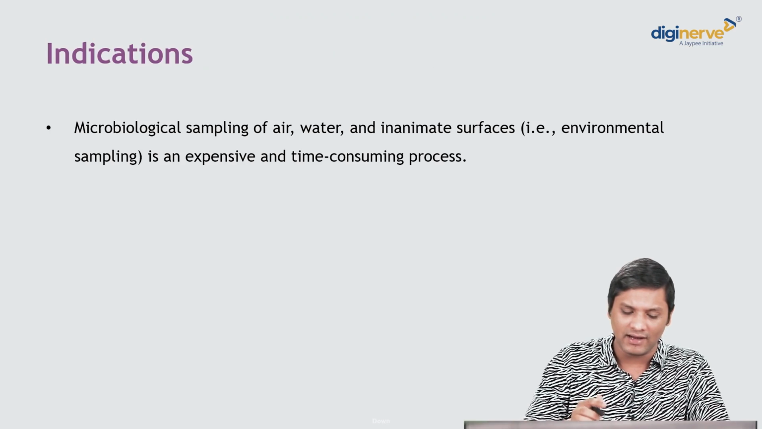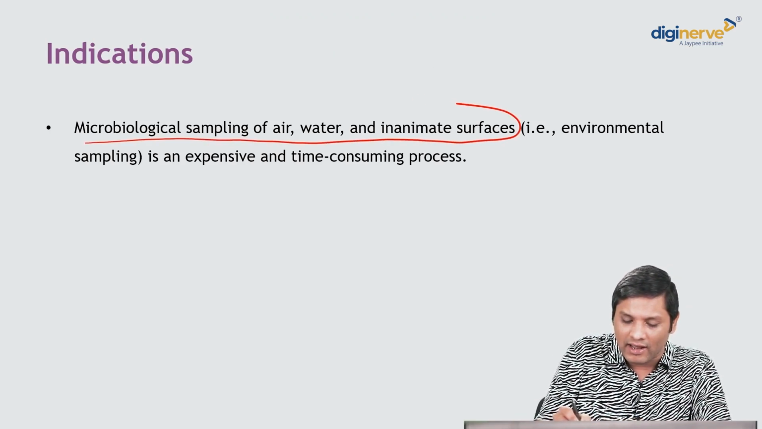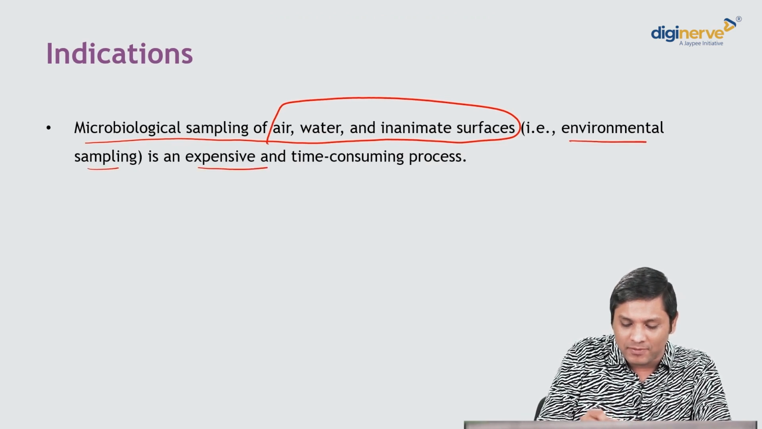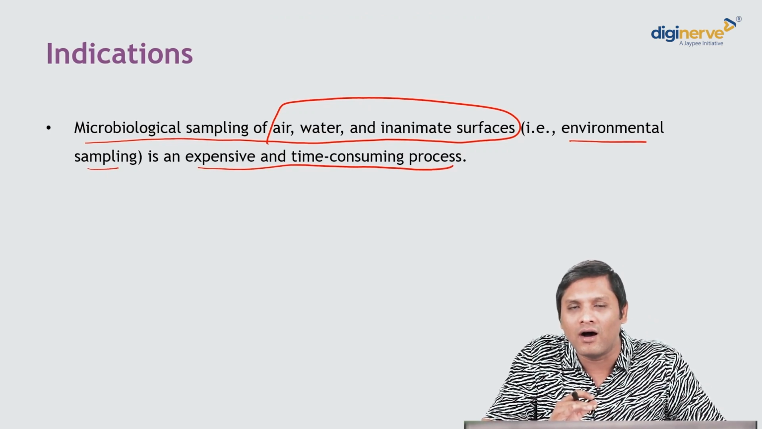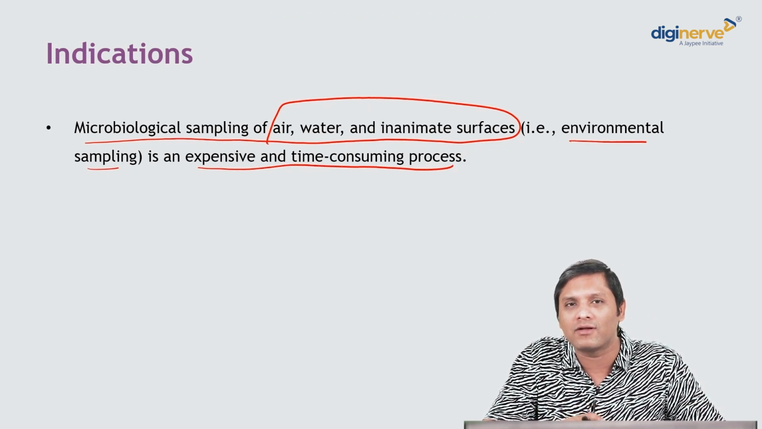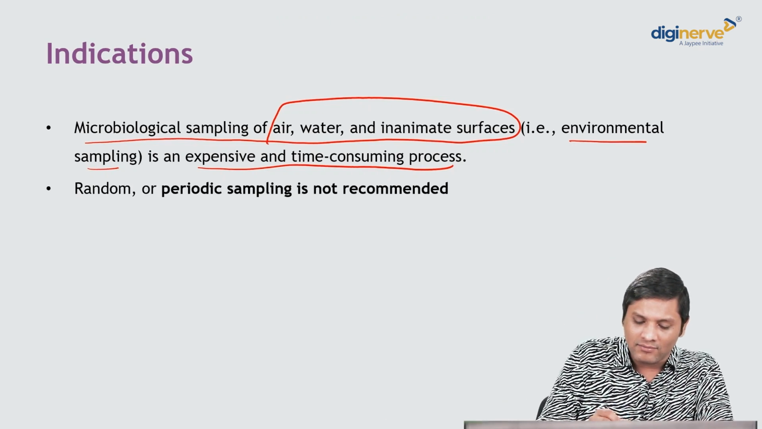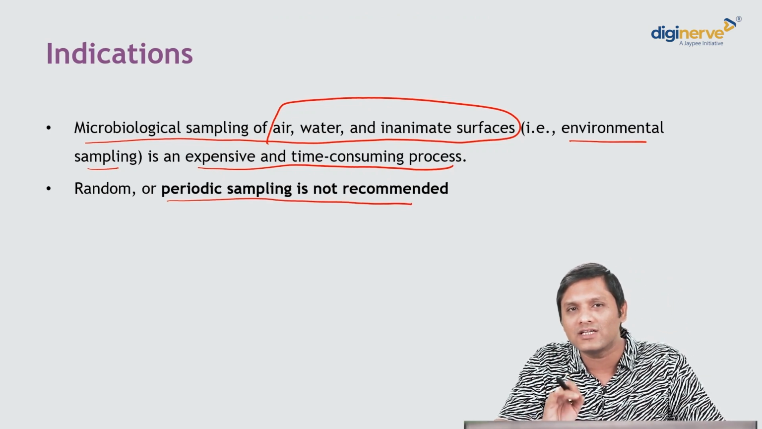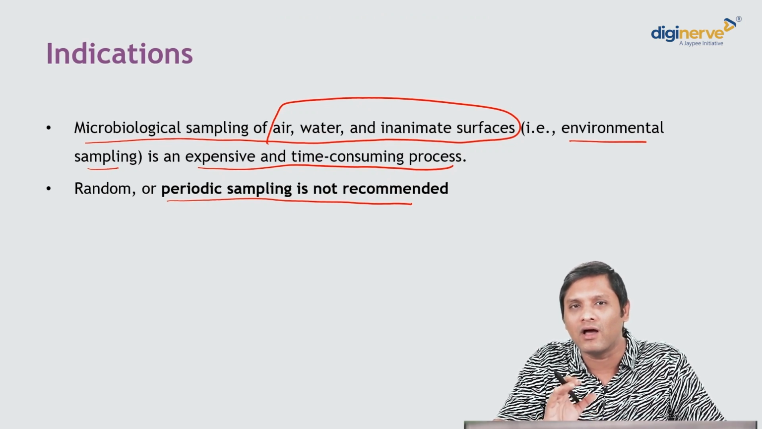CDC has given a guideline. They say that the microbiological sampling of air, water and surfaces, that is environmental sampling, is an expensive and time consuming process. Therefore, regular or routine environmental surveillance is not indicated. Okay, random periodic sampling is not recommended. Only when specific indications are present, you have to conduct environmental surveillance.